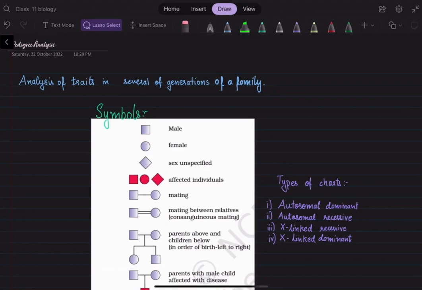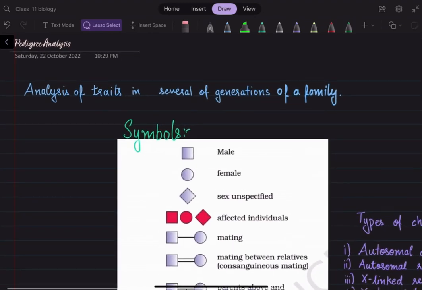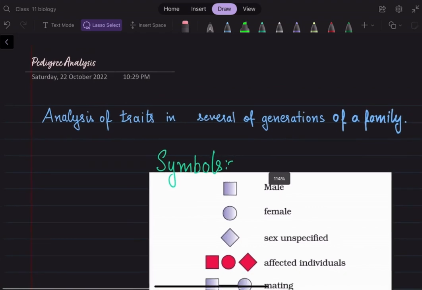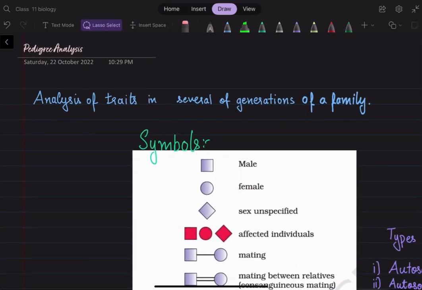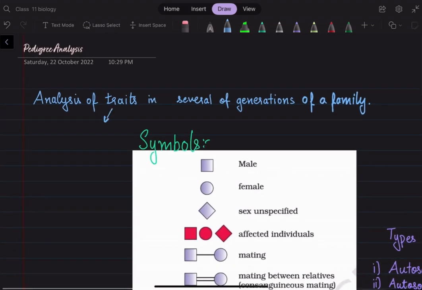Hello students, in the last video we learned about mutation, and in this video we'll be doing pedigree analysis. Pedigree analysis means the analysis of traits in several generations of a family. These traits could be useful traits, or sometimes they could even indicate a condition or a disease. To do pedigree analysis, we take the help of a pedigree chart.